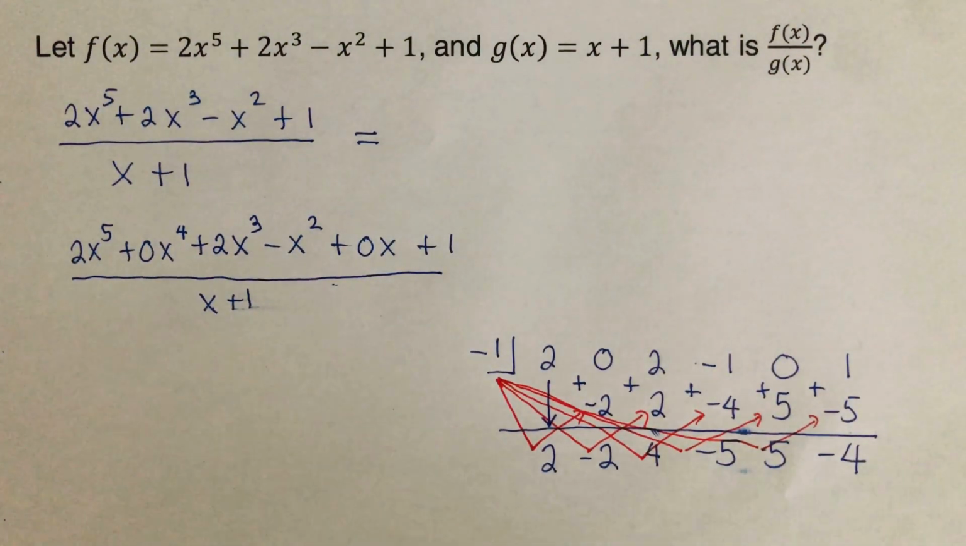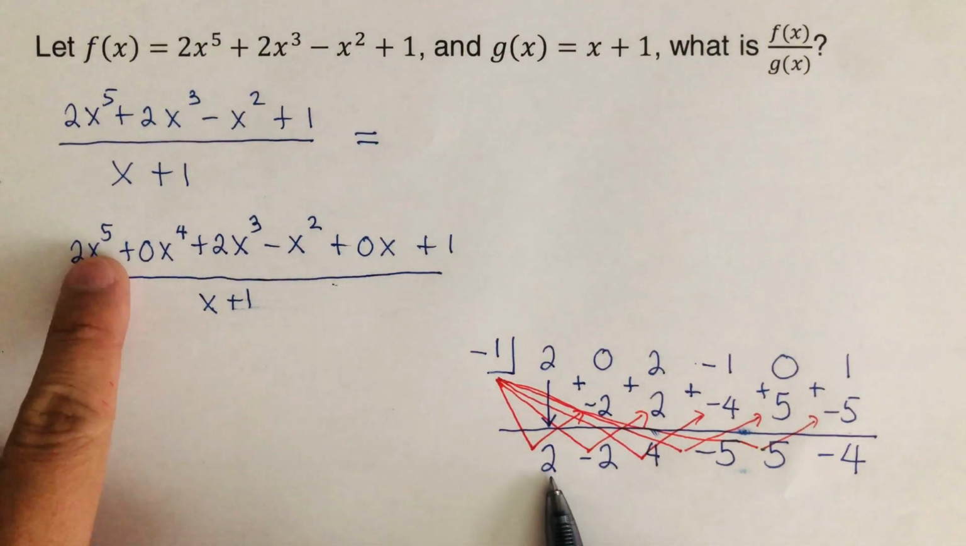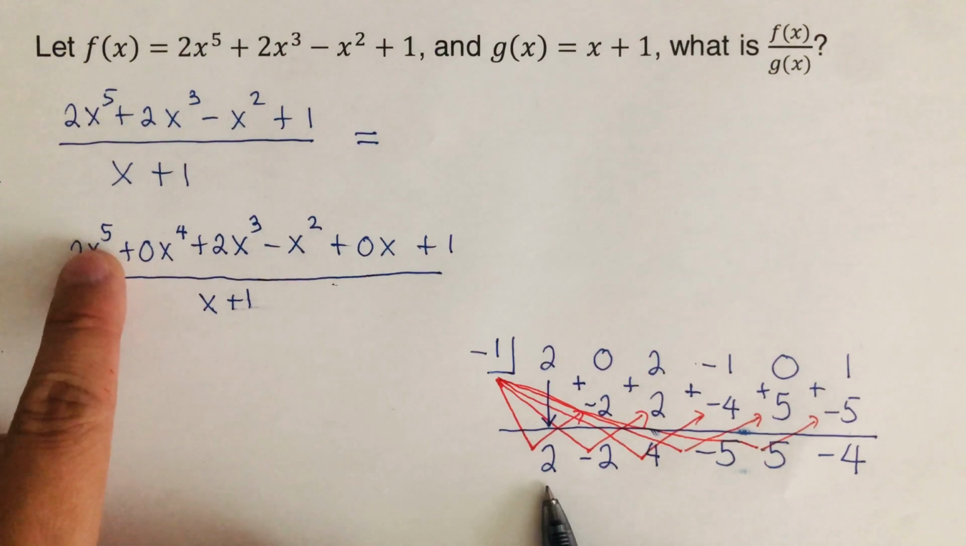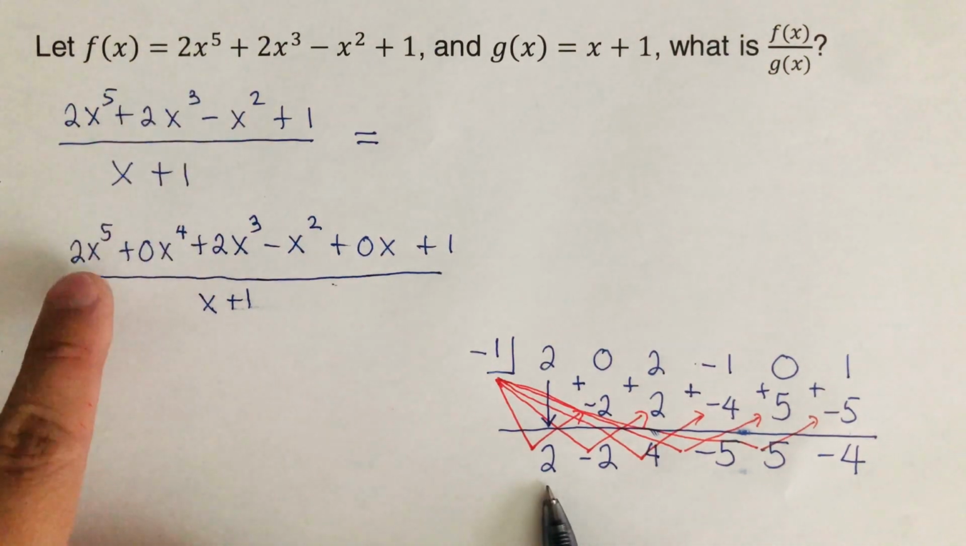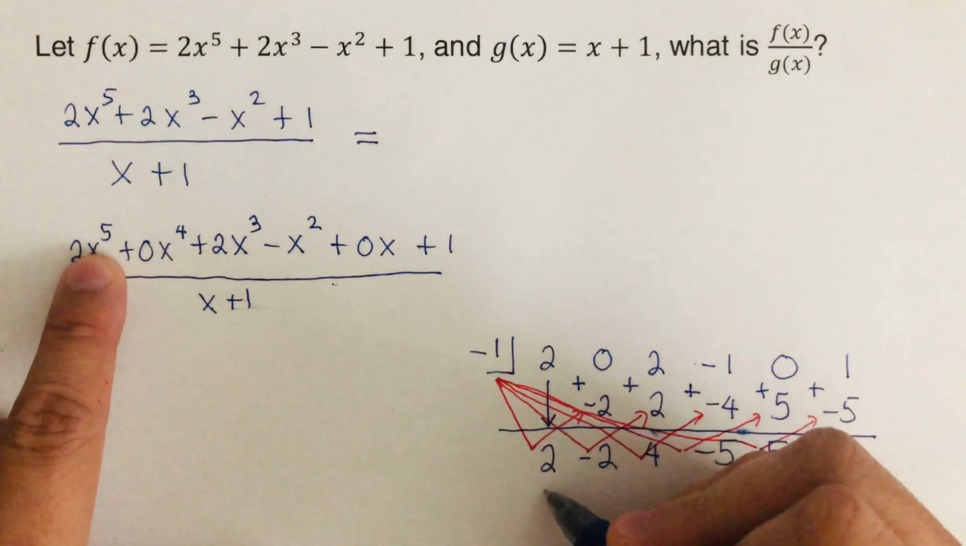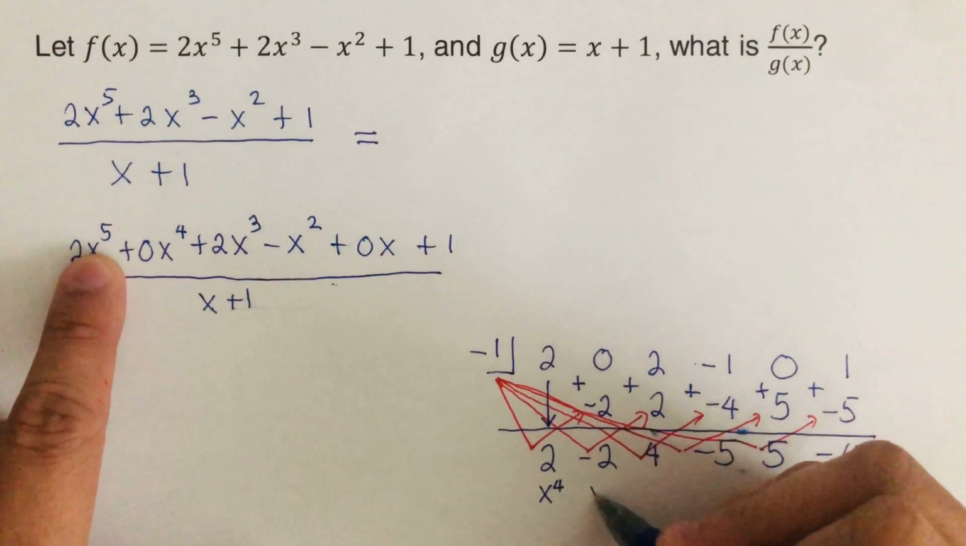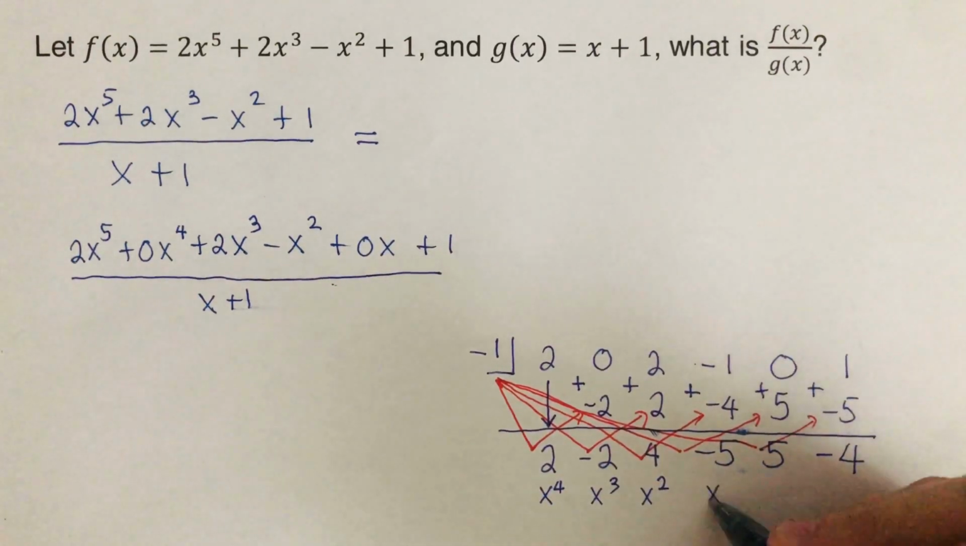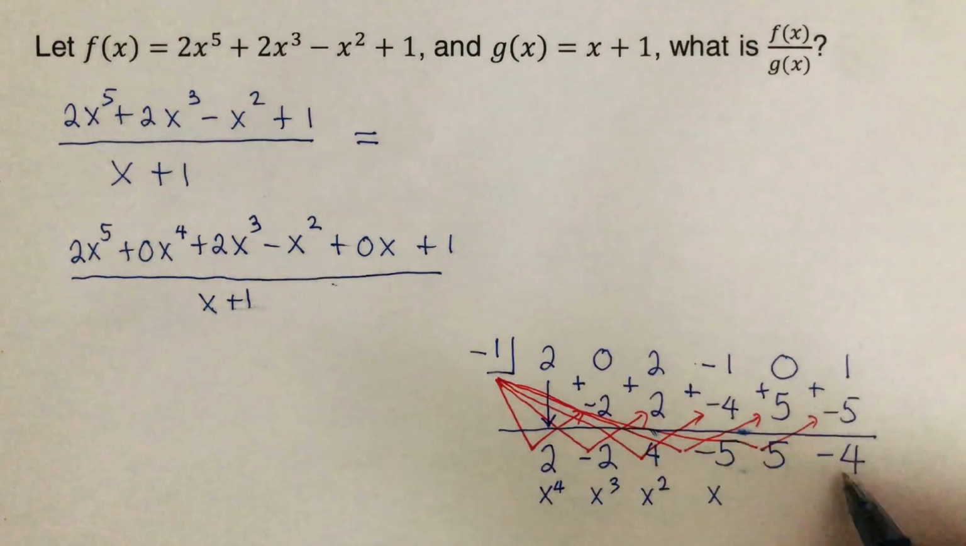Okay, so what we are going to do next is use this. Remember that the exponent of the quotient here will be 1 less than the exponent that is given to us. Since that is raised to the power 5, I'm going to go ahead and say x to the fourth, x to the third, x to the second power, x, and that's a constant. And this is our remainder.